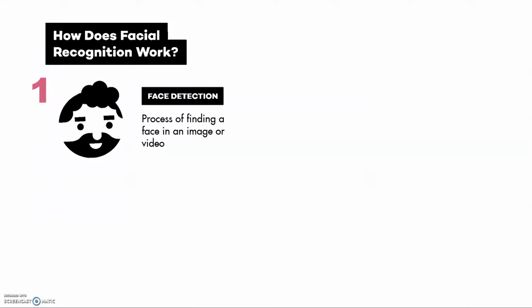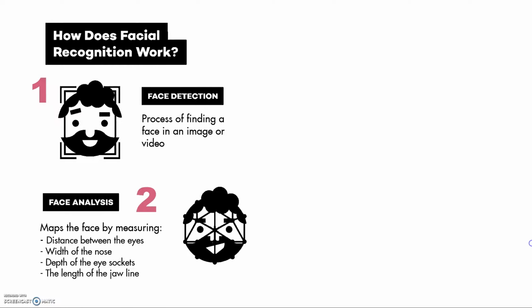So how does facial recognition work? The face detection process is the process of finding a face in an image or video. Face detection only focuses on finding a face, not the identity behind it. The detection phase of facial recognition starts with an algorithm that learns what a face is. Usually the creator of the algorithm does this by training it with photos of faces.